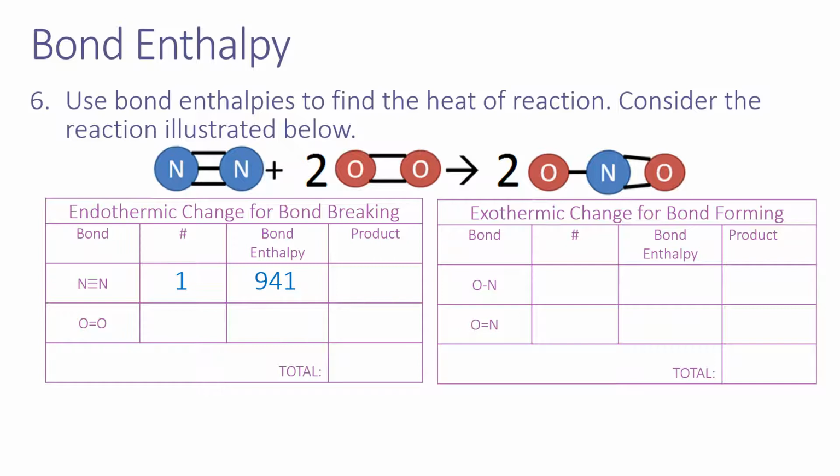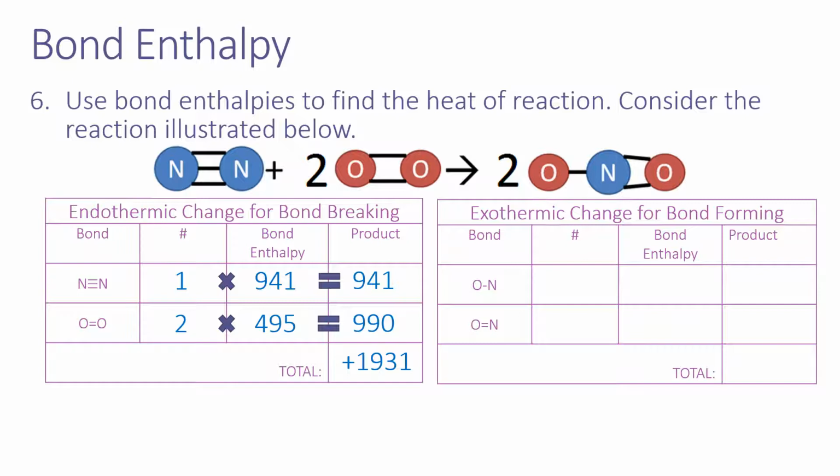I looked up the bond enthalpy from the enthalpy chart, and I'm going to multiply these together to get the total. Same thing here for O2. There's a 2 in front of my oxygen. So I've got 2 oxygen to oxygen double bonds that are breaking. So whenever I add these numbers together, this is going to be the endothermic change for bond breaking. So we're going to make that a positive number because we have to absorb energy to break bonds.